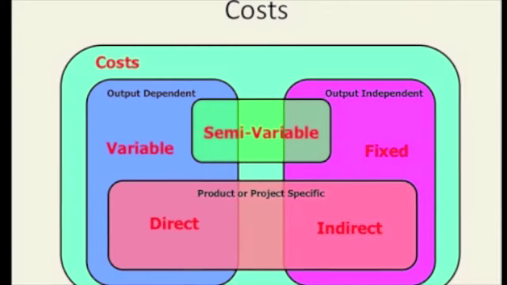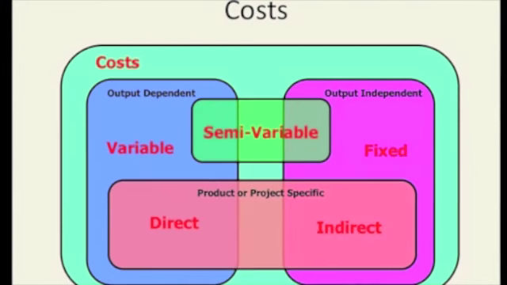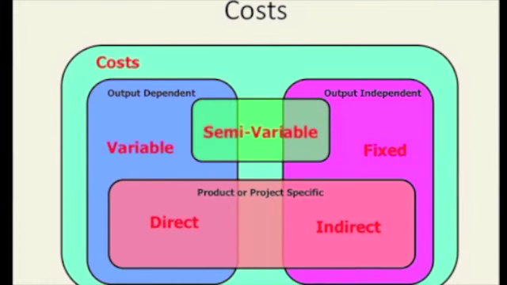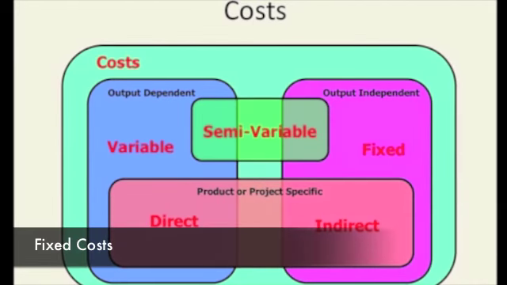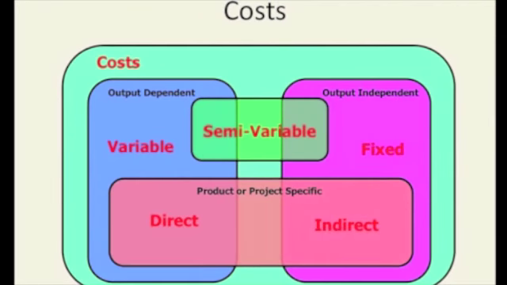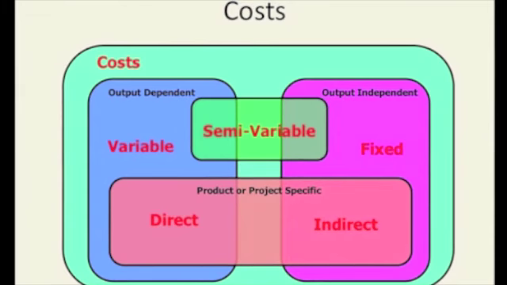This Venn diagram shows the relationships between different kinds of costs. There are 5 different costs in total, which include fixed costs, variable costs, semi-variable costs, direct costs, and indirect costs. Fixed costs are output independent because businesses have to pay regardless of how much they produce or sell. This also means that this cost has to be paid even if there is no output.